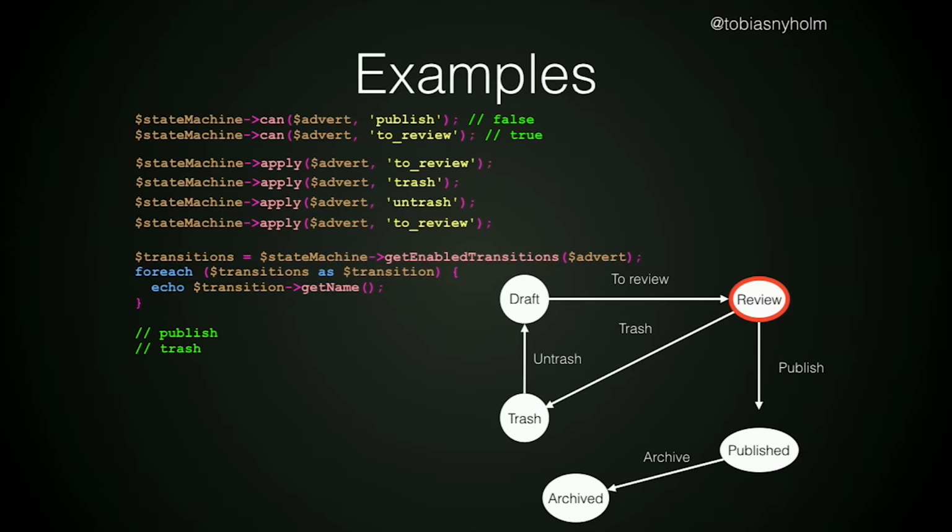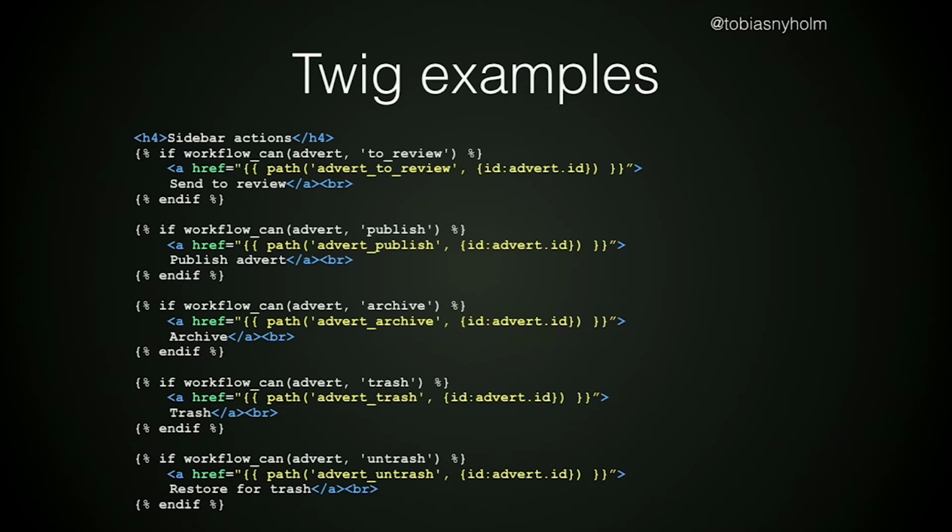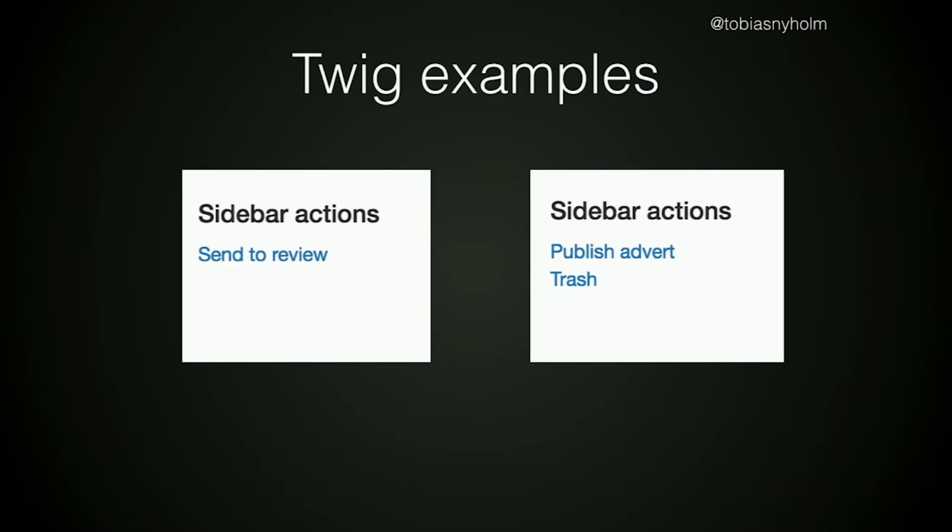I can do the very same thing in Twig. Imagine my edit page for my job advert. Looks like the WordPress edit page. I mean, I have a big text box and I have a sidebar with some links that I can do things. This could be my sidebar implementation. Because I'm just checking, if I can do to review, show the review button. Or if I can do publish, show the publish button. And so the same sidebar for a different object looks different.